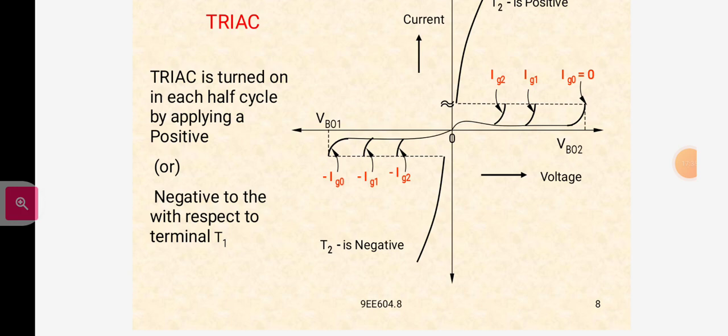The triac turn-on voltage decreases as the gate current increases. The supply voltage at which the triac is turned on depends upon the gate current. The triac turn-on voltage decreases as the gate current increases.